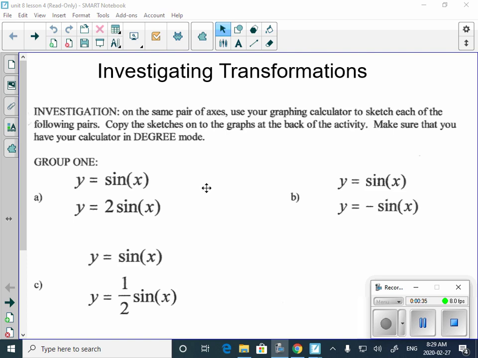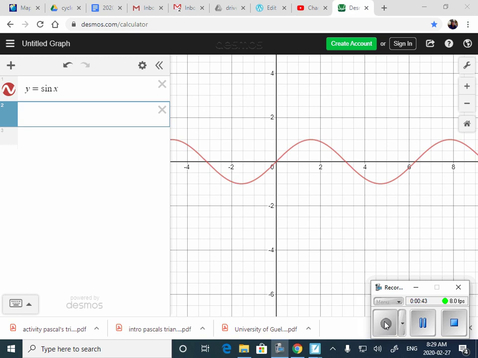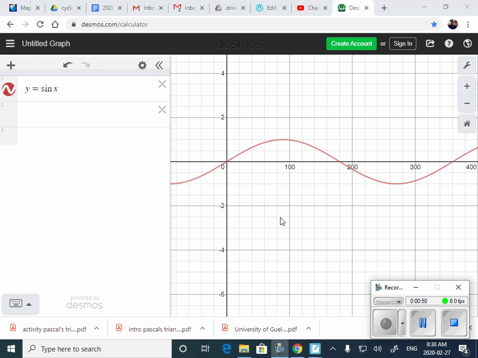So the first thing that I'm going to do is put in y equals sine x and compare it to y equals 2 sine x. So the graph of y equals sine x from yesterday, we notice that y equals sine x has a maximum value of 1 and a minimum value of -1. Sine starts at 0, 0, and it does one complete cycle in 360 degrees.